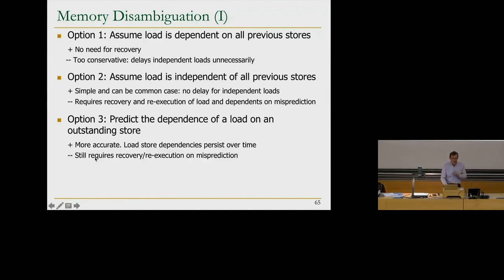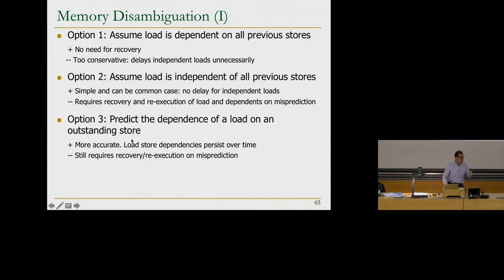Option 3 is the intelligent option. You basically predict the dependence of a load on an outstanding store. I'm not telling you how to actually do that. There are mechanisms for this. Actually, this was the subject of a very prominent legal battle between one university, whom I will not name, and a bunch of companies. The university claimed that they had patented this work, and the companies used some sort of memory disambiguation, and there was a huge legal battle that lasted for a really long time. You can probably figure that out.